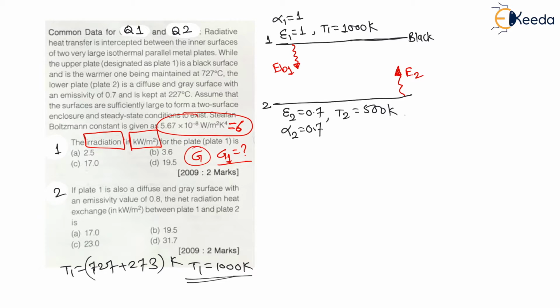It is not EB2 because it is a gray surface. It is not a black body, it is a gray body, right? And my dear students, now this E2 will go towards the black body, and all the E2 will be absorbed by the black body because it is a black body. A black body is a perfect absorber. Therefore whatever may be the E2 emissive power emitted by body 2 is completely absorbed by body 1, right?